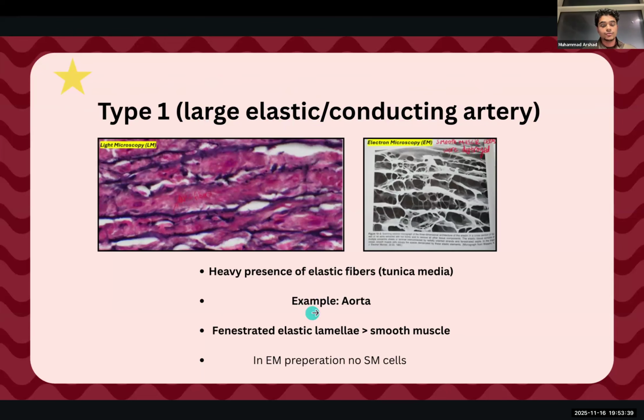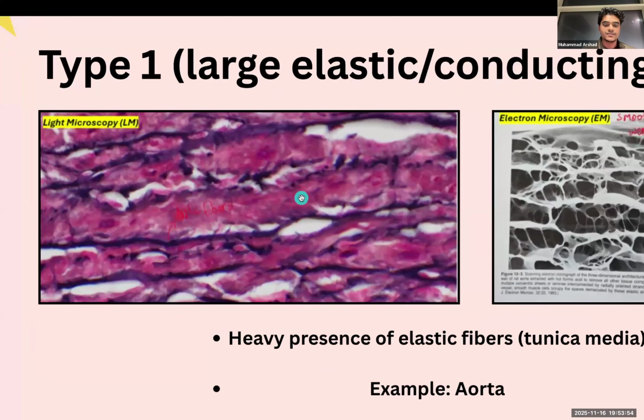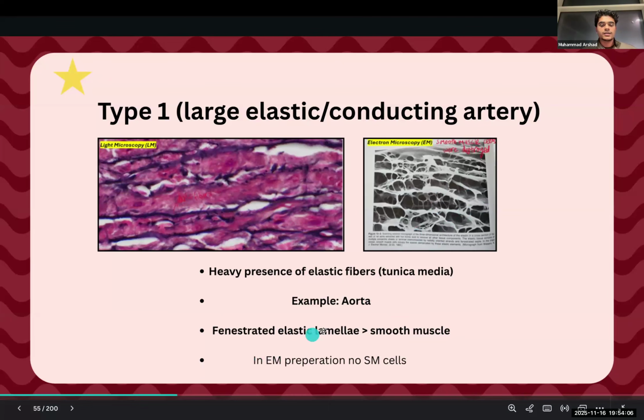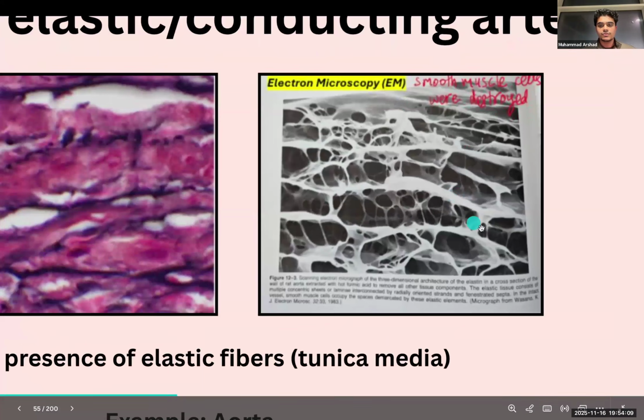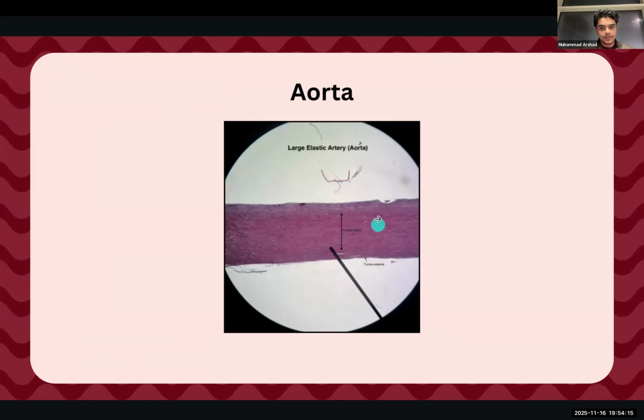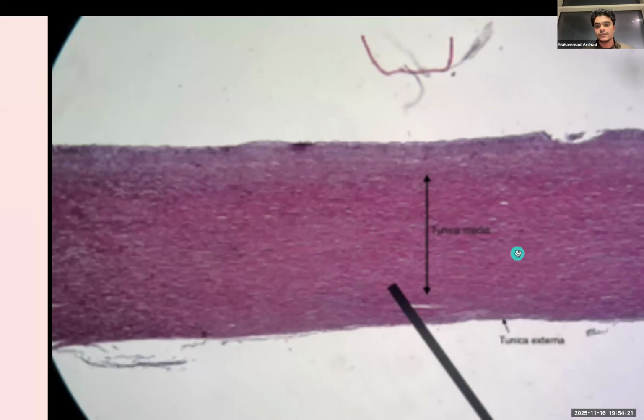The major example that you need to know, and you need to know these examples, is that of the aorta. Okay, the aorta is a type 1 artery, and it's called the large elastic artery because of the heavy presence of elastic fibers. So to be honest, you can't miss this, right? It's very dense in elastic fibers and has a very unique look, you could say. You should know that there are more fenestrated elastic laminae, which is what this is, as opposed to smooth muscle. And then your lab slides also included the fact that in electron microscopy preparation, you can't see any smooth muscle cells because they're destroyed. I don't think that's that high yield, but I just put it for the sake of completion. And again, this is just an example of a large elastic artery. It's the aorta. If we zoom in, you can very clearly see a large amount of elastic laminae.